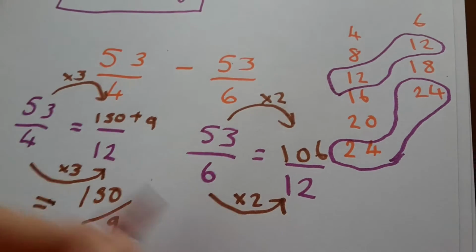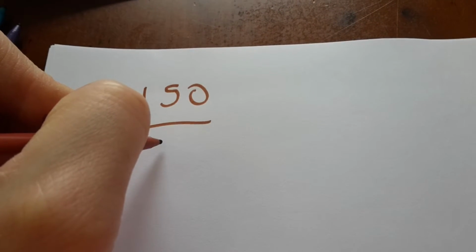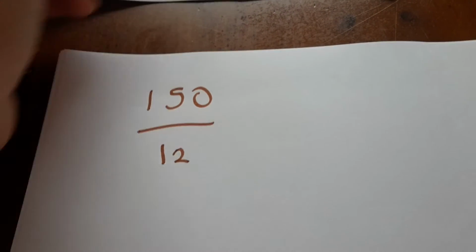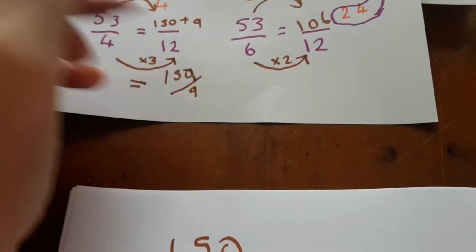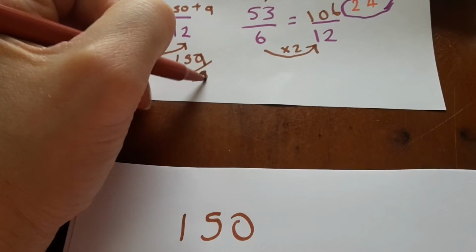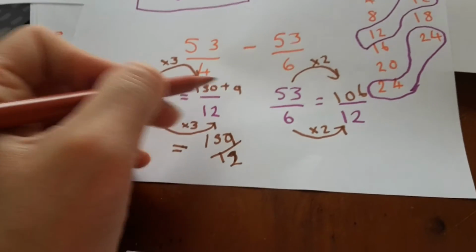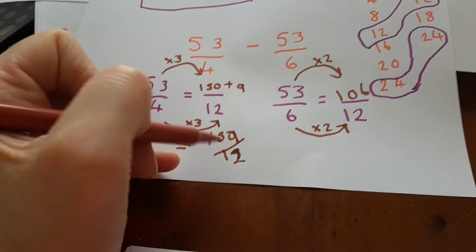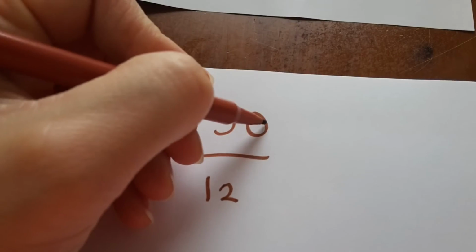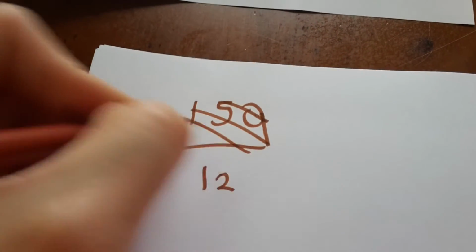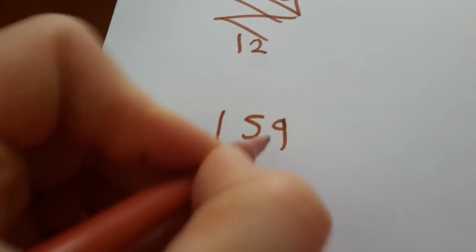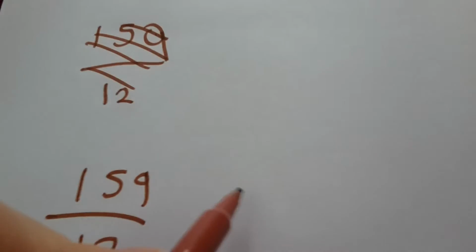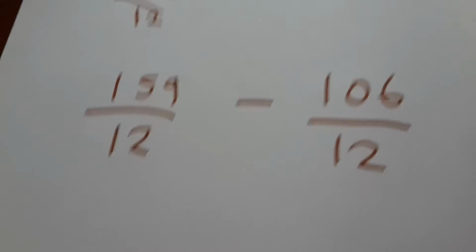So now I know that I have to rewrite these as 150 over 12. Sorry, that should have been 159 over 12. That's a silly error, sorry. So 150 plus 9 is 159 over 12. So 159, let's start again. 159 over 12 minus 106 over 12.